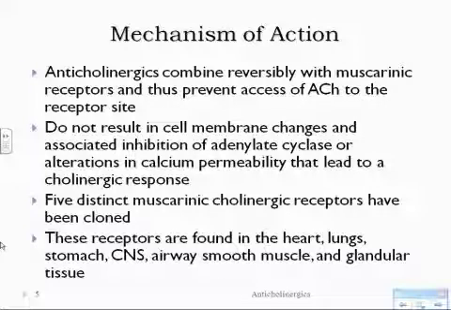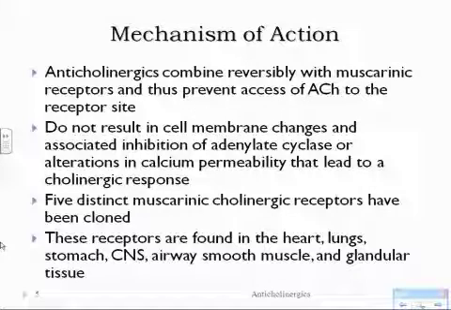Okay? These receptors are found in the heart, lungs, stomach, CNS, airway smooth muscle, and glandular tissue, and they actually have different abilities. Well, that's kind of good, because if you have one muscarinic receptor site, say in the heart, and you can figure out what's different about it, you can make a medication that hopefully in the future will only bind to that muscarinic site, and it will avoid the other ones. So you're looking for specificity.